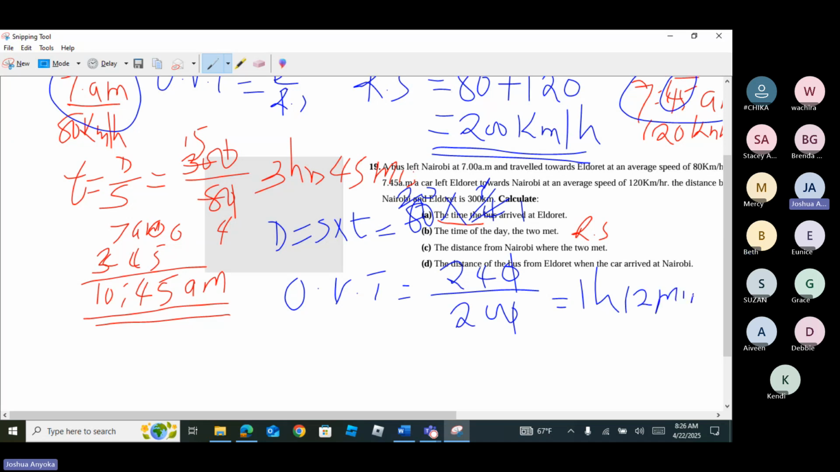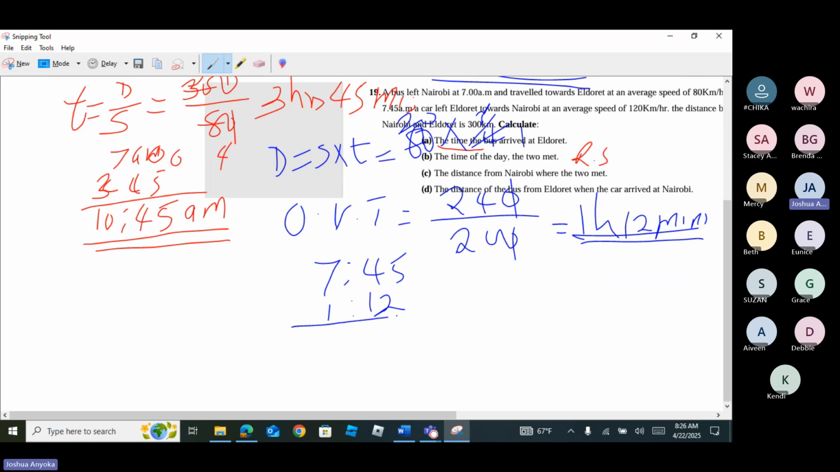1 hour, 12 minutes. Now, when you have worked out the overtaking time, get back to the question. The time of the day the two vehicles met. So we are not calculating, we don't celebrate at this level. What is the time of the day? The vehicles started moving at 7:45, and they have taken 1 hour, 12 minutes to meet. So this will give us 8:57. They will meet at 8:57 a.m.